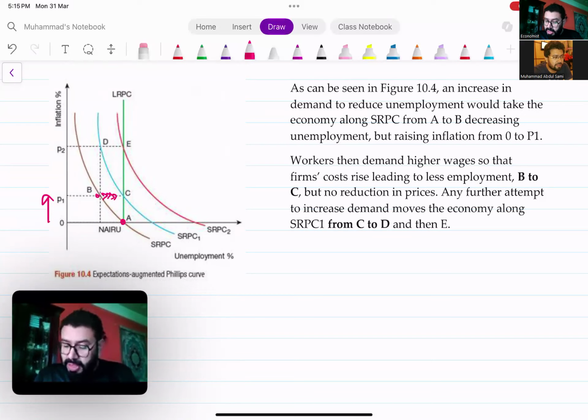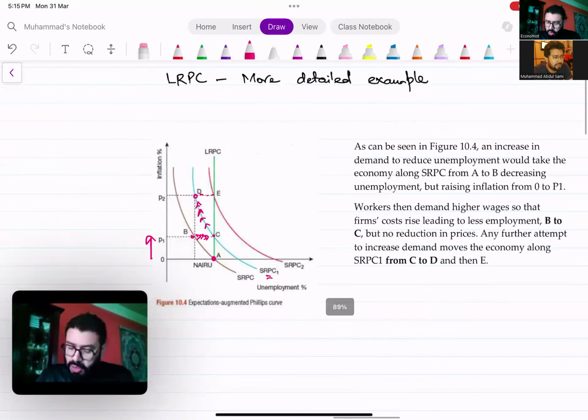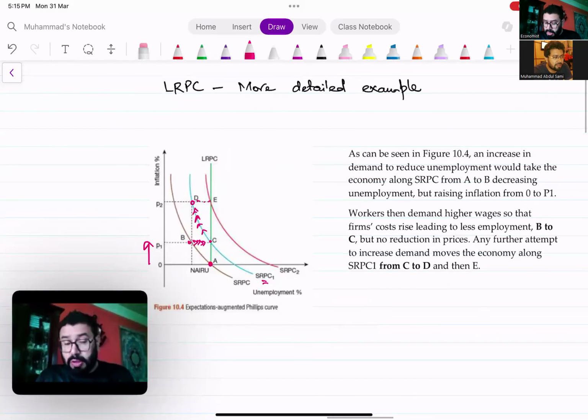Any further attempt to increase demand moves the economy along SRPC from point C to D and then E. So this process is continuous. This is the more detailed version of the long-run Phillips curve, also including the shifts in SRPC.